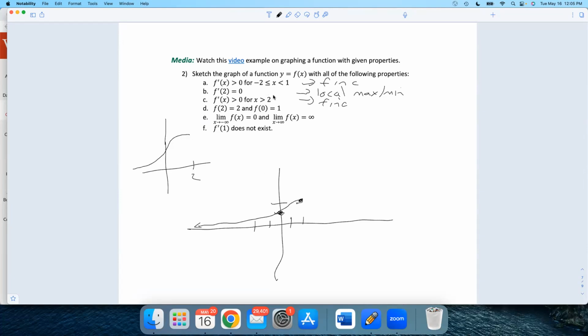And then we need to be increasing again. So it's going to do something like that. So notice right there, the tangent line would be 0. Okay, that satisfies all those conditions. These are good problems. I really like these curve sketching problems.